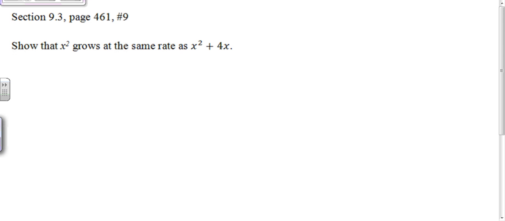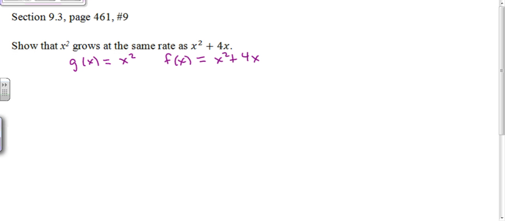All right, let's do section 9.3, page 461, number 9, which says, show that x squared grows at the same rate as x squared plus 4x. So I'm going to start by letting g of x be equal to x squared and f of x being equal to x squared plus 4x.